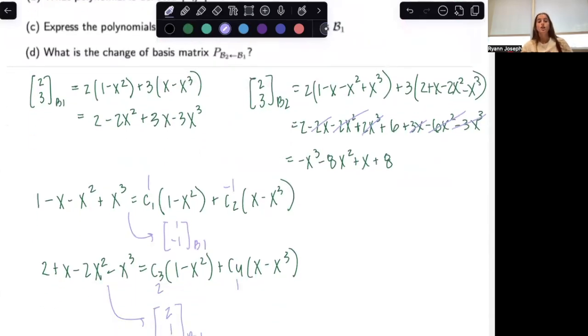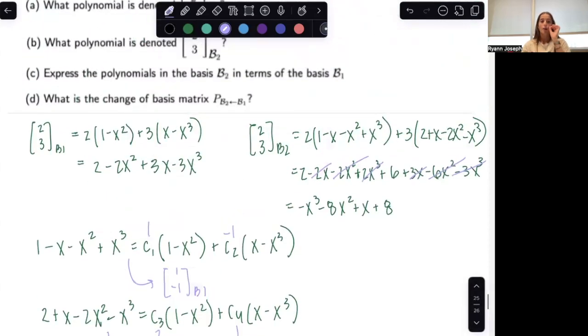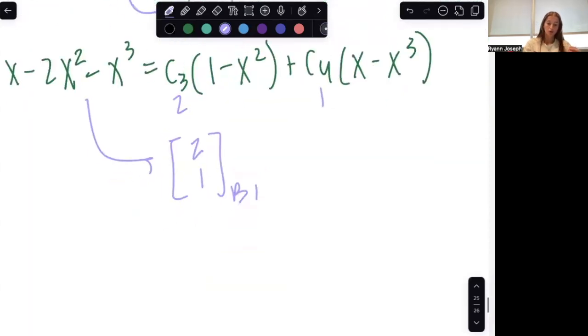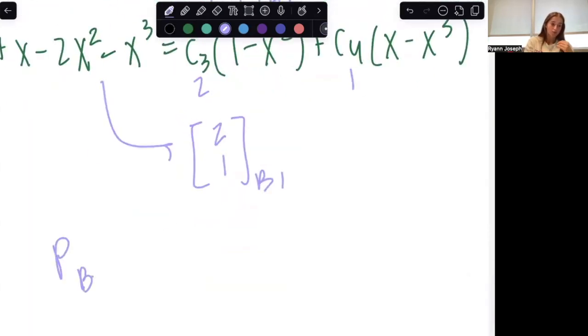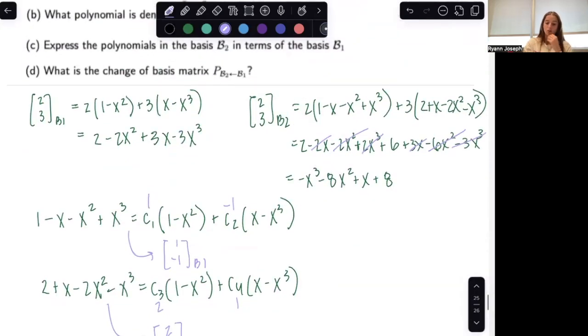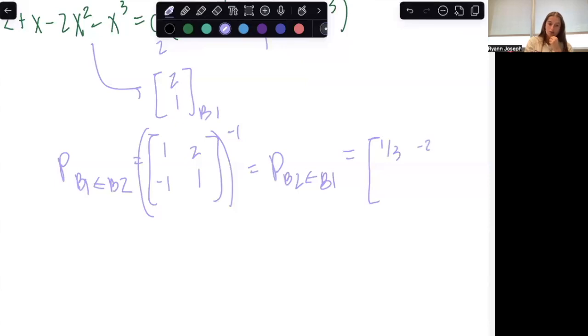And then this leads us to the change of basis matrix that goes from B1 to B2. Here, we went from B2 to B1. So using that solving before, we generated the change of basis matrix going from B2 to B1, which is just 1, negative 1, 2, 1. And instead, if we want the change of basis matrix going from B1 to B2, I'm just going to take the inverse of this. The change of basis from B1 to B2 ends up being 1/3, negative 2/3, 1/3, 1/3.